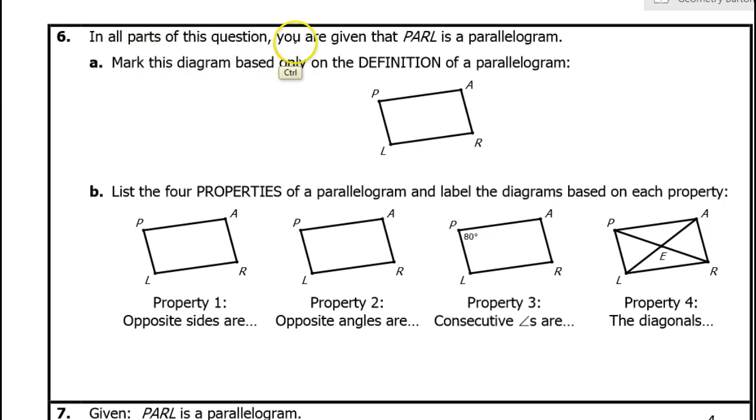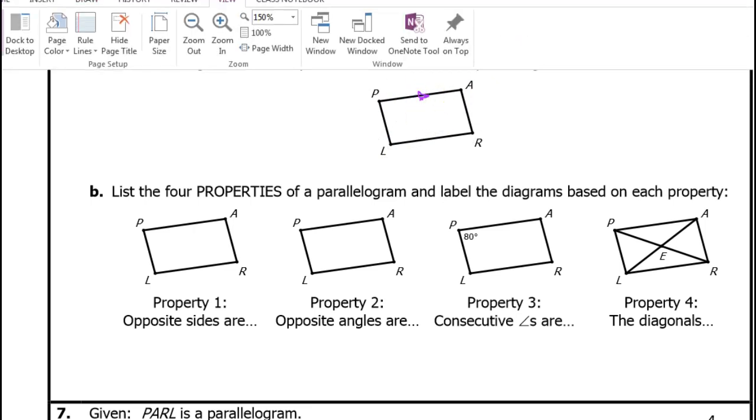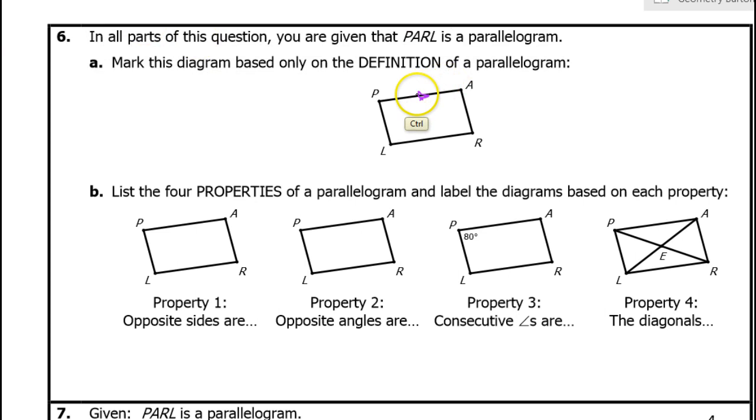So, okay, PARL is a parallelogram. Mark this diagram based only on the definition. So the definition of a parallelogram is that opposite sides are parallel. And the way you mark parallel is with arrows. Okay, just put little arrows on it like this. Okay, so those are parallel.